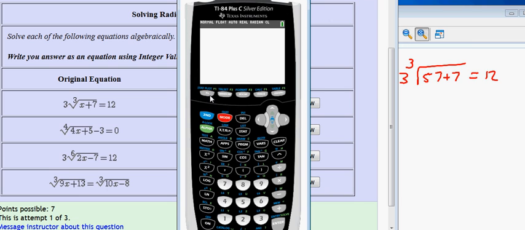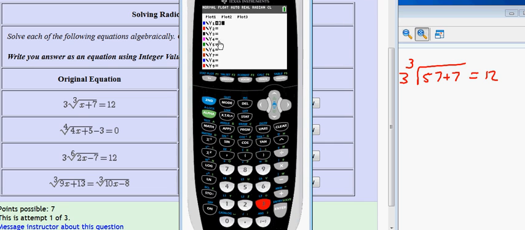Here's the on key. Go to your y equals, and we're going to type the left-hand side of the equation in y1. It's 3. The easiest way to get a cube root is to go to the math key and select option 4. So I've got the cube root of x plus 7. And I need to put a right parenthesis to let it know that that whole entire expression is under the cube root. And then I'm going to down arrow to y2, the second equation. I'm going to type in 12.